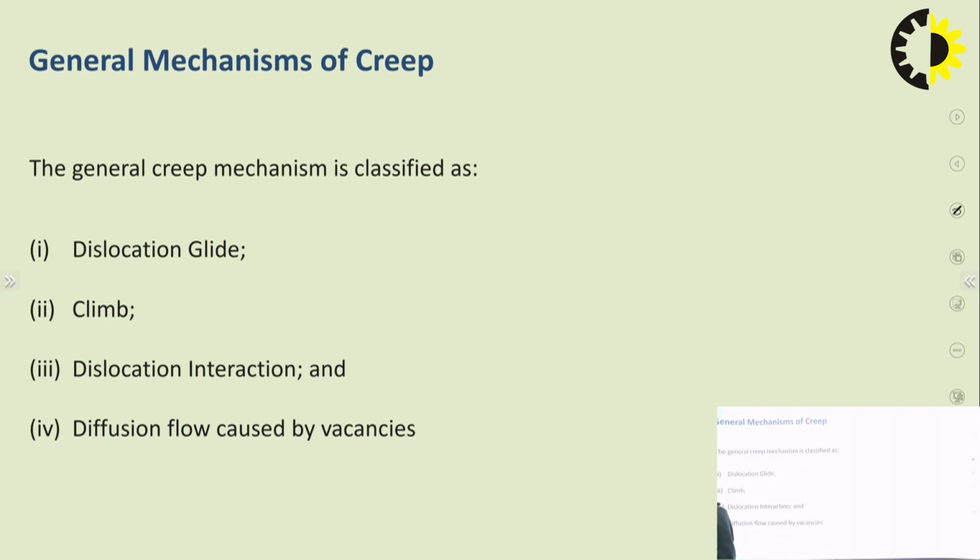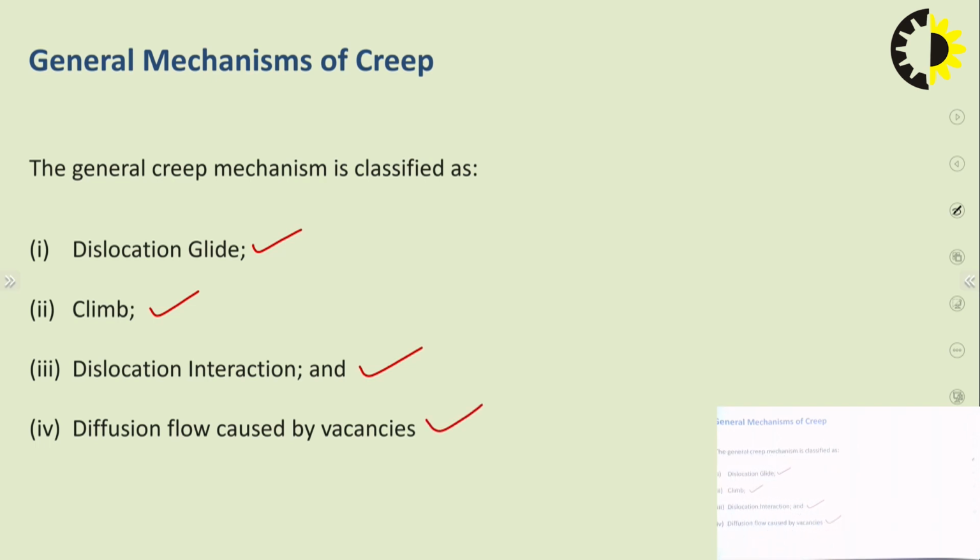Now, if we understand the general mechanism of creep, then we can avoid this also. The general creep mechanism can be classified as dislocation glide, then climb action, then dislocation interaction.